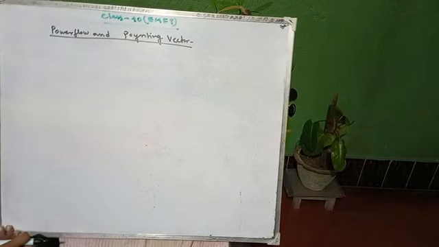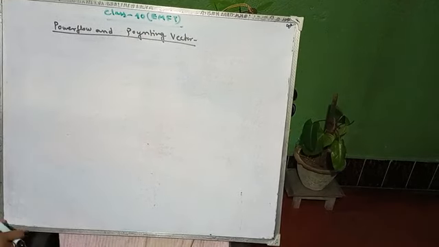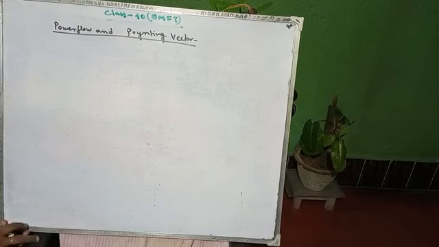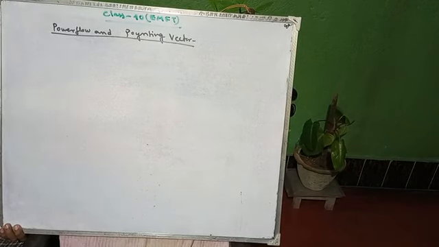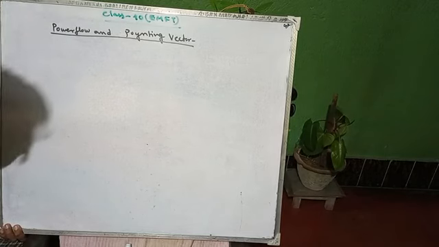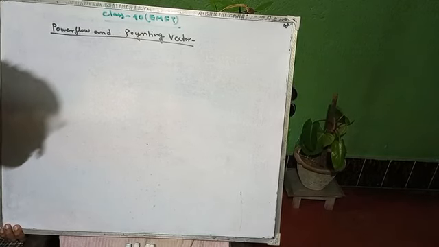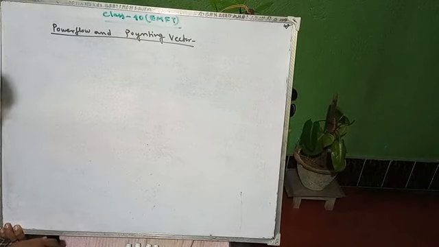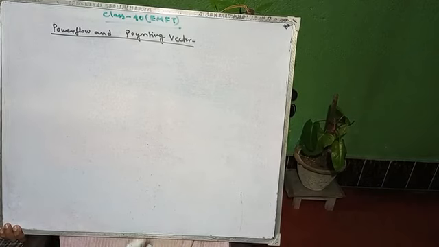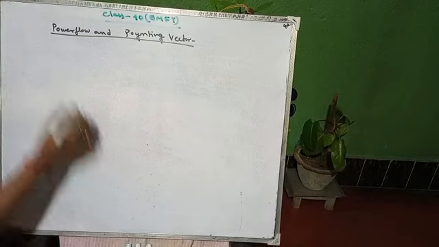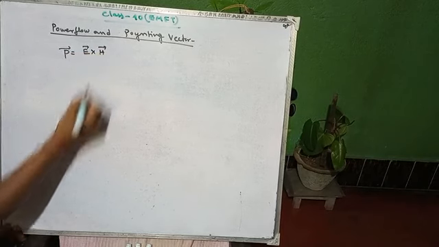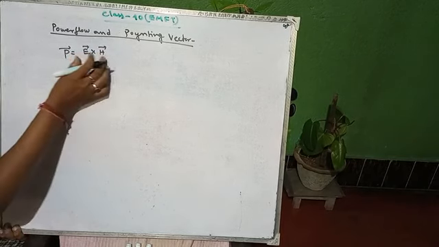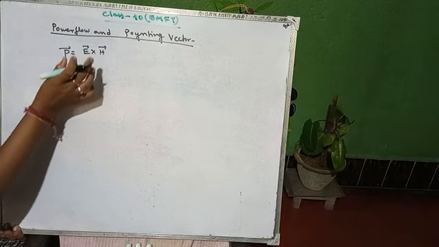Okay, so the Poynting vector is defined as the cross product of electric field intensity E and magnetic field intensity H. That means the Poynting vector is defined as P equals electric field intensity E crossed with magnetic field intensity H. This is a cross product of these two vectors. E cross H will produce your Poynting vector.